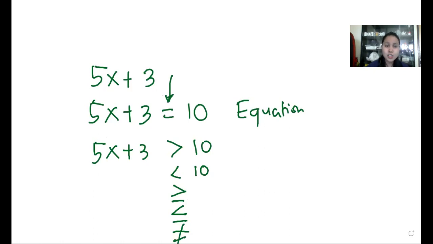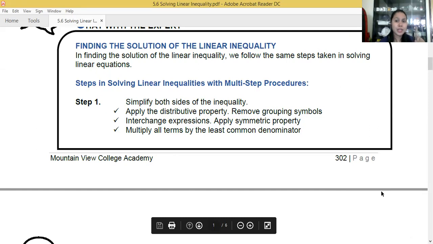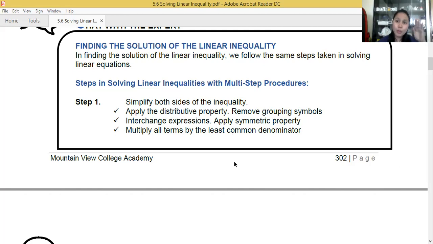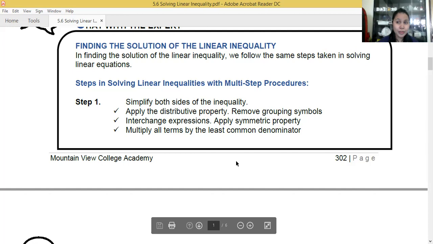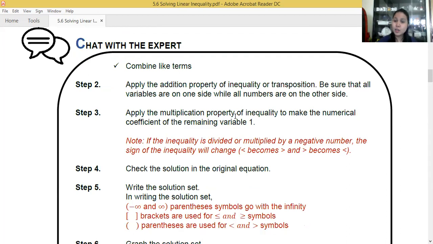Now, how do we solve linear inequalities? Let's have these steps. Number one, we start by simplifying both sides of the inequality. We can apply the distributive property, or remove any parentheses and groupings. Second, we can do transposition, or you can go with the Singaporean method. Then step 3, we divide or multiply the inequality to make the numerical coefficient 1. Now remember, when you divide a linear inequality by a negative number, the sign of the inequality will change.